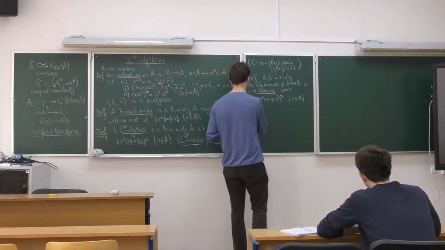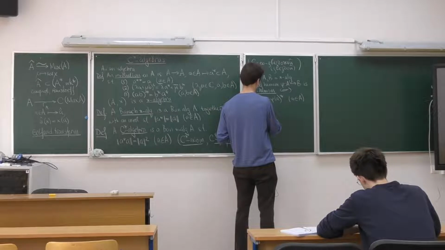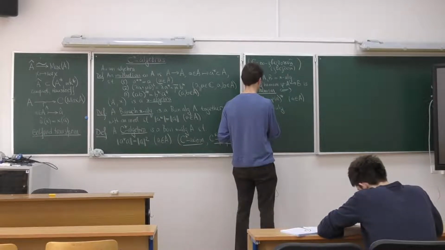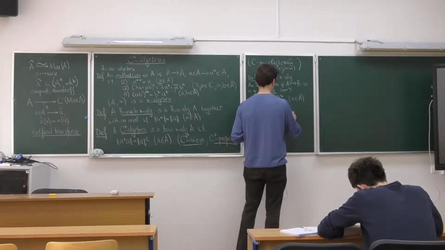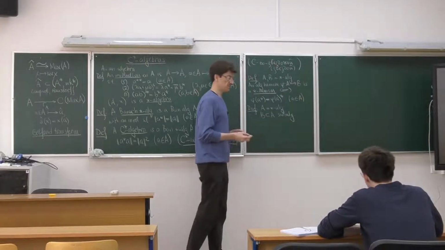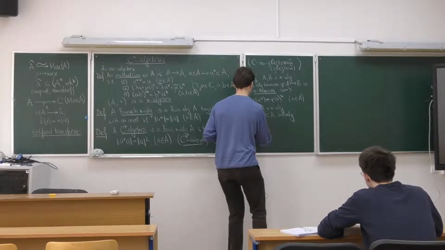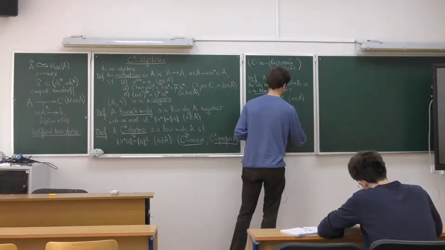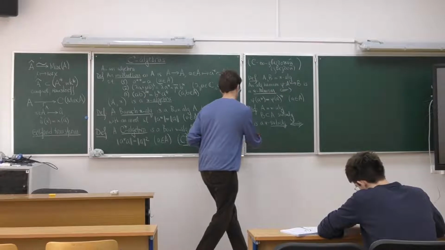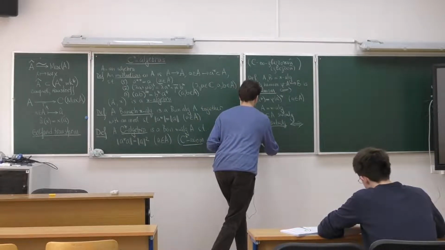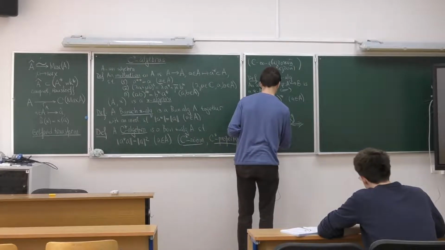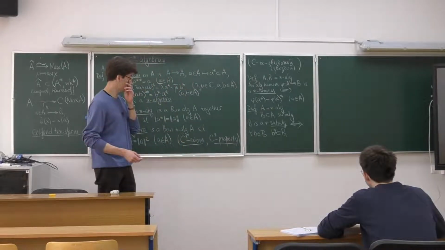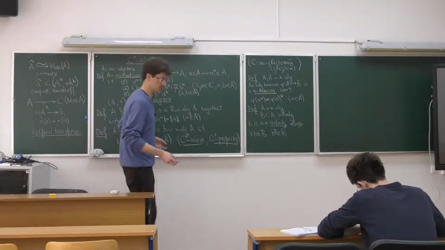And one more definition. You have a star algebra A and a subalgebra B of A. Then we say that B is a star subalgebra if it is stable under involution: for any element little b in B, the element b star also belongs to B. So clearly any star subalgebra is a star algebra itself.